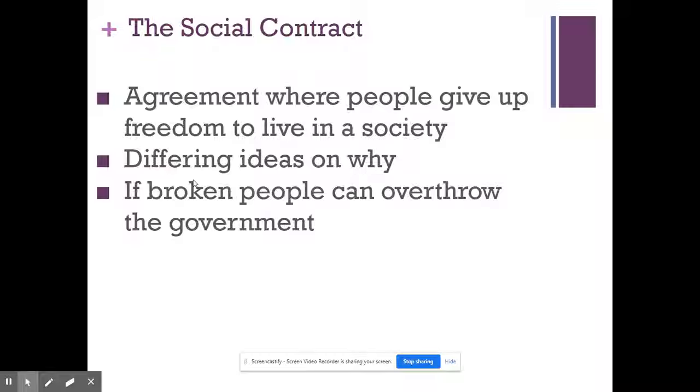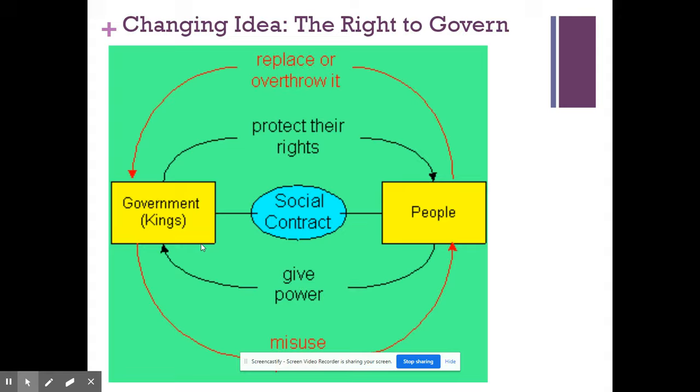There's going to be differing opinions on why we do that. We'll go over that. And the idea is if it's broken, people can overthrow the government. So the social contract, it's not a real thing. It's all theoretical. And it's going to be an agreement between people to make a government. And if the government suddenly breaks that social contract, they can be overthrown. So this is the idea for the social contract. The people want to live in a society where they're safe. So they make a social contract with their government to protect their rights.